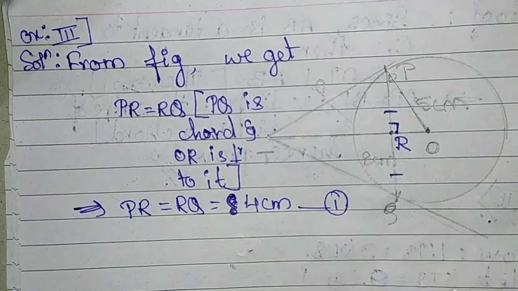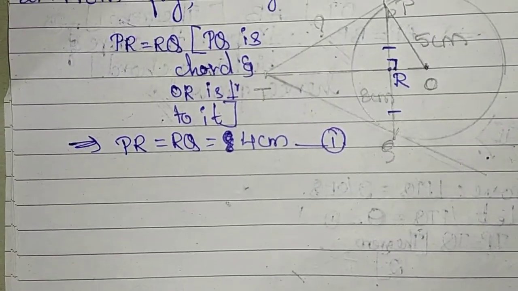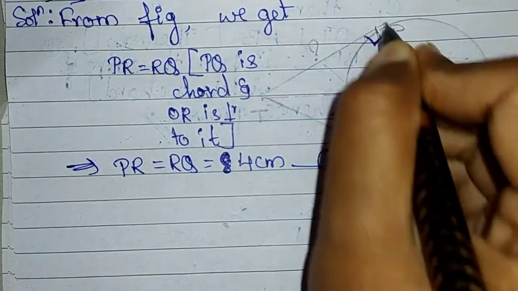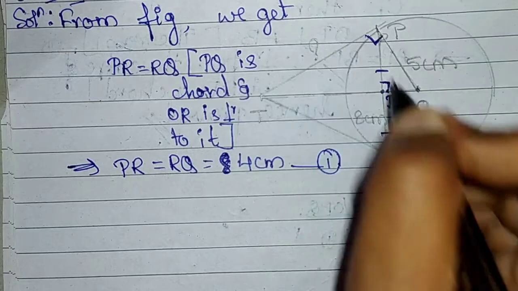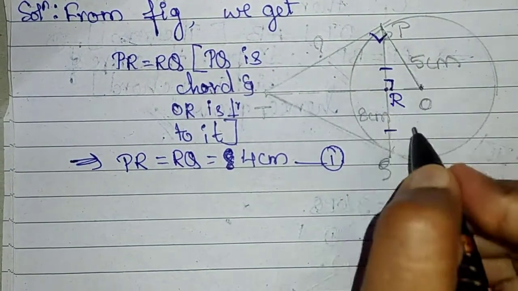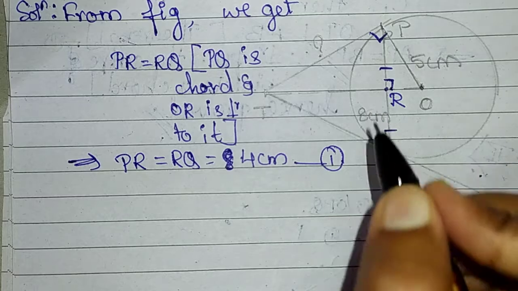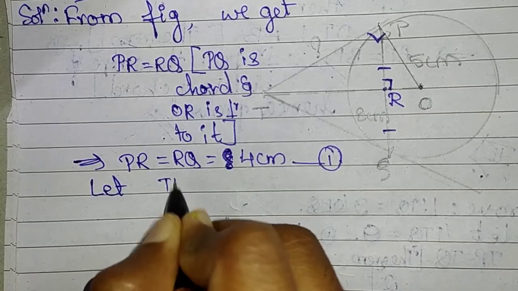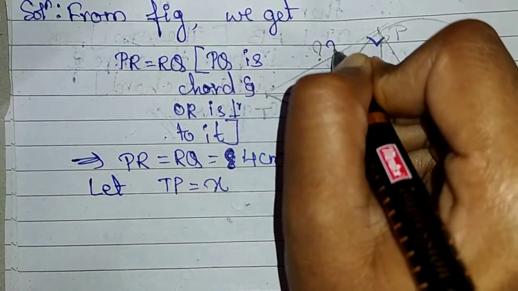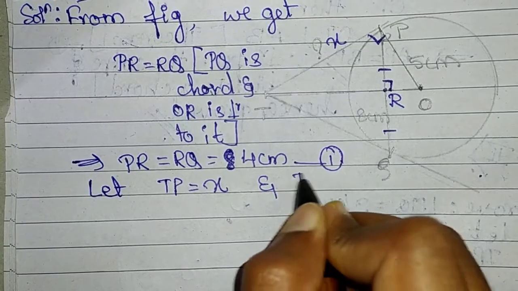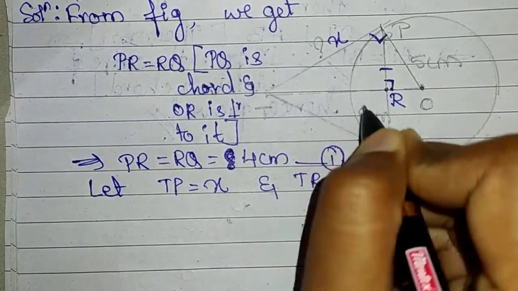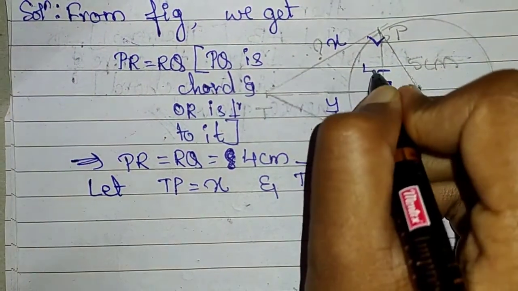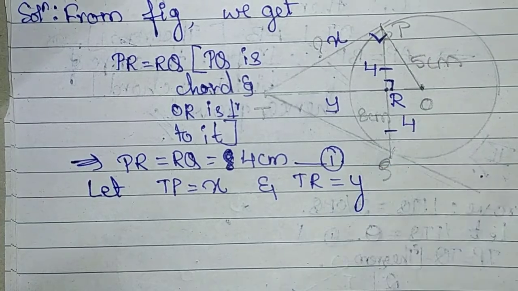This is the first result. Now using Pythagoras theorem, here we have 2 right angle triangles. The first is triangle OPT, and the second one is triangle ORP. Both of them are right angled. Let TP be equal to x, and TR be equal to y. We know that this is 4 centimeters and this is also 4 centimeters.